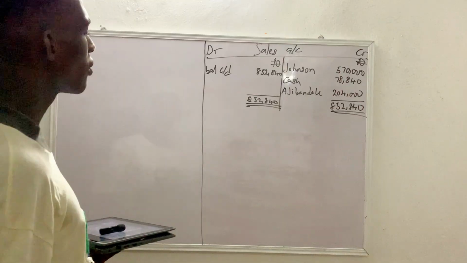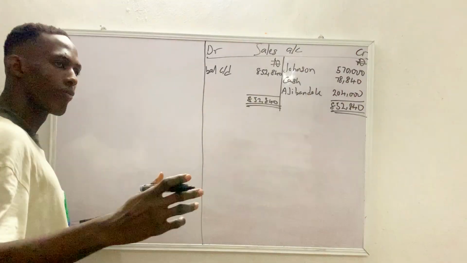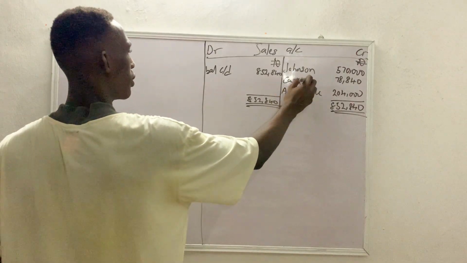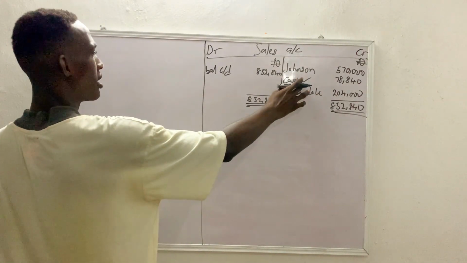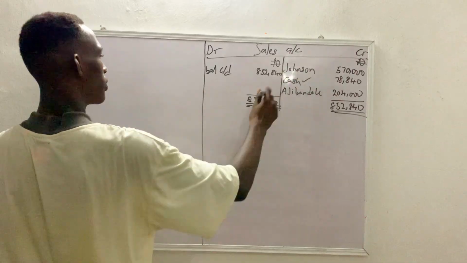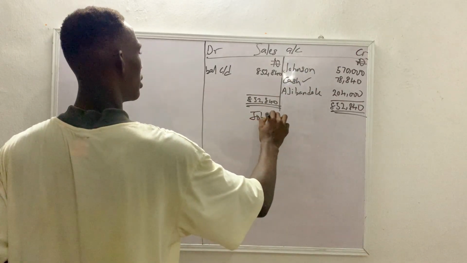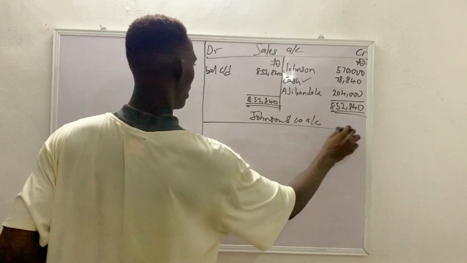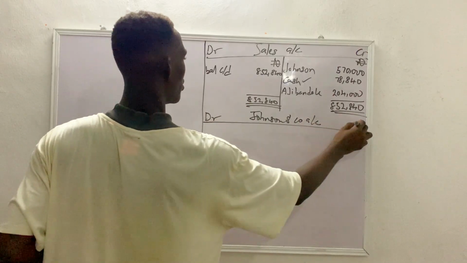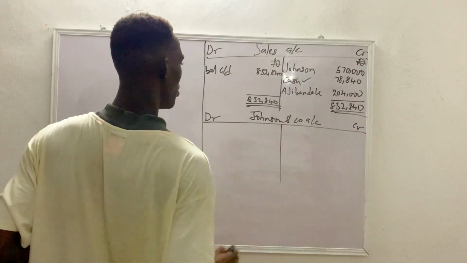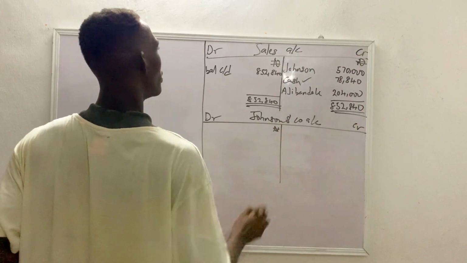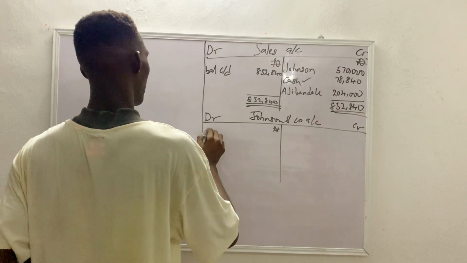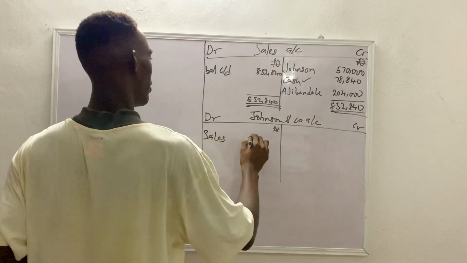So to avoid skipping any transaction, let us quickly open accounts for these two. We already have one for cash already. There's a corresponding entry for this, but there is no corresponding entry for these two. So to save us time, let us quickly do Johnson and Co account. Let's quickly do that without wasting time. So the corresponding entry here, because Johnson is what, our receivable. So that's sales, 570.